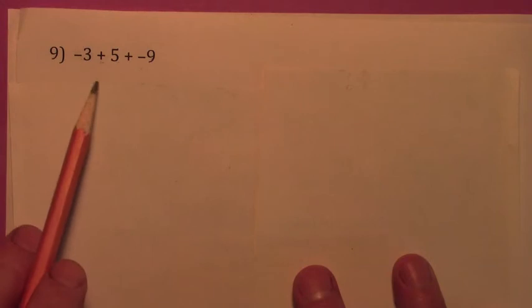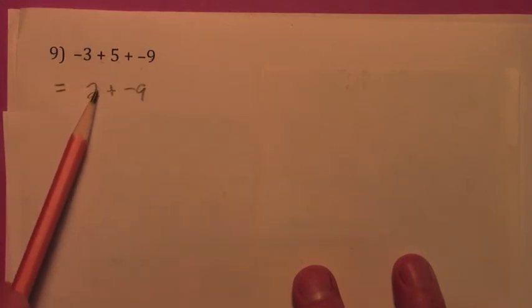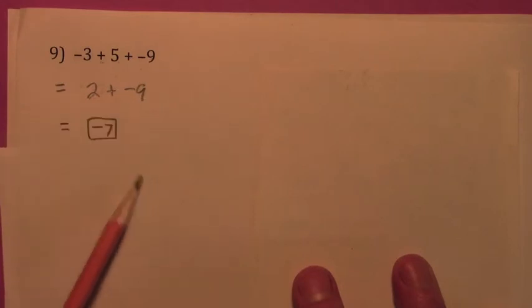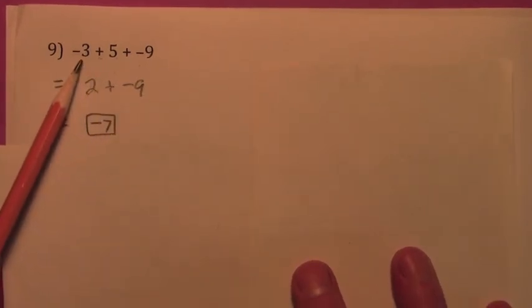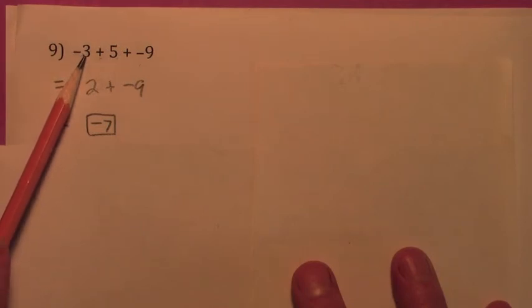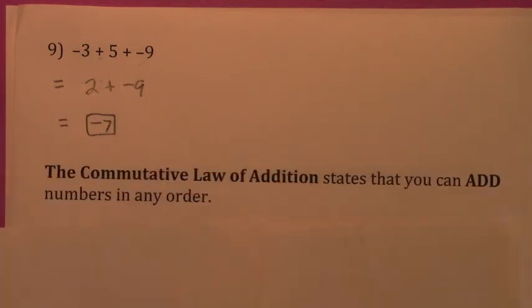If you were to add these three integers together, if you add the first two together, -3 plus 5 is 2, plus -9 is -7. So what you might be wondering is, why didn't you just add the -3 to the -9 first, and then the 5? Can you add them in a different order? And the answer is yes. With addition, it works that way.